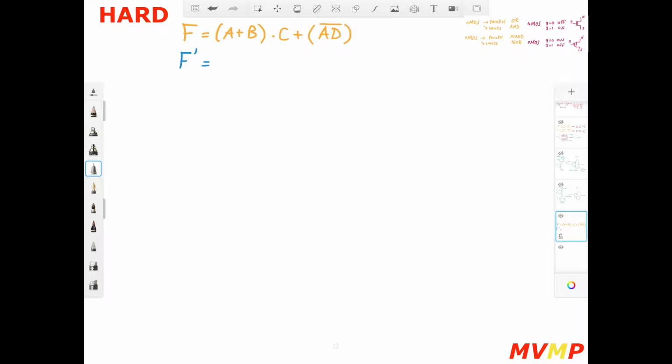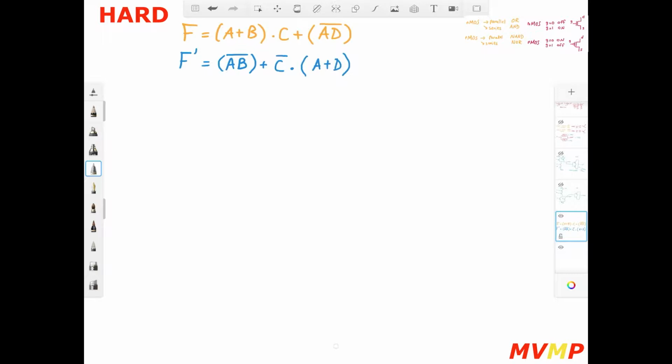So we're going to go ahead and do this function and convert it. So since the A and B were ORed, now they're going to be ANDed and they're going to be primed. And since they were ANDed with the C, now they're going to be ORed with C on this left side. And the C is going to become a prime. And now that's going to be ANDed with A or with D, since in the original function they were ANDed. They no longer are primed.